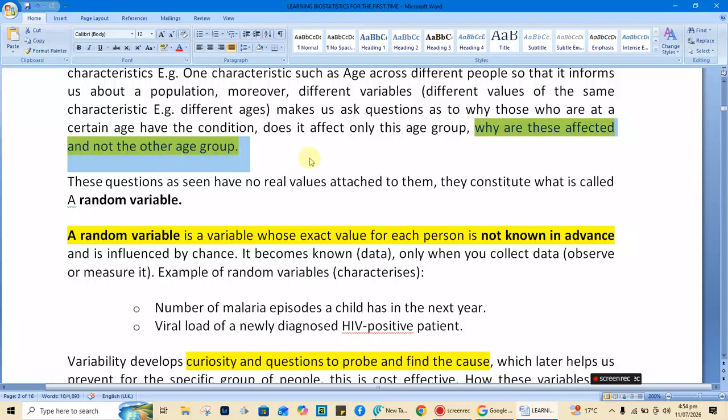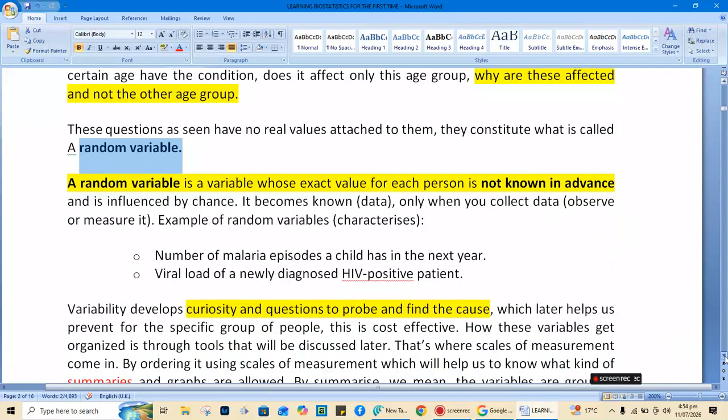By you asking that question, it means you've turned that variable into a random variable. A random variable is where, after you've observed the data or the pattern, you ask why is it so. By asking that, it means it's a random variable. So random variables are variables whose exact values you do not know yet.